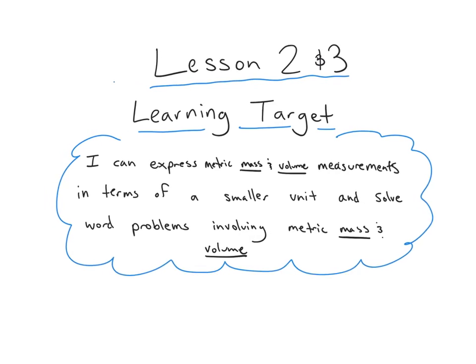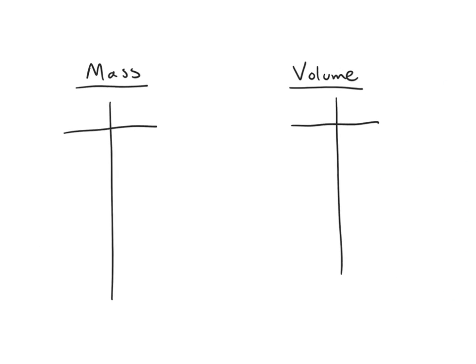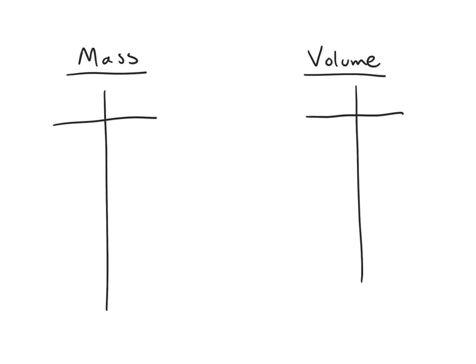So let's go ahead by jumping in and taking a look at the different units that we'll be using for this lesson. For mass, which you can kind of consider like weight, the units that we'll be focusing most on are kilograms, which we abbreviate with kg, and grams, which is our base unit for metric mass. So the relationship between kilograms and grams is that 1 kilogram is equal to 1,000 grams.